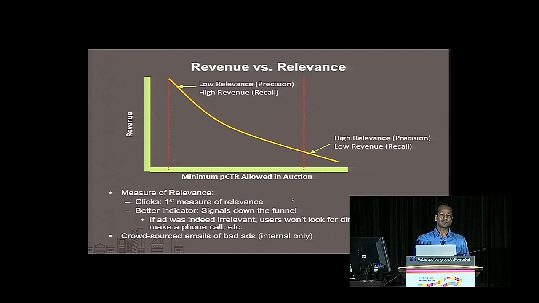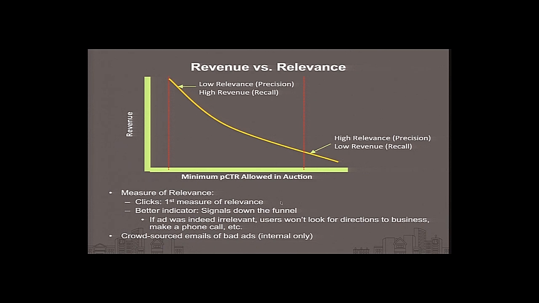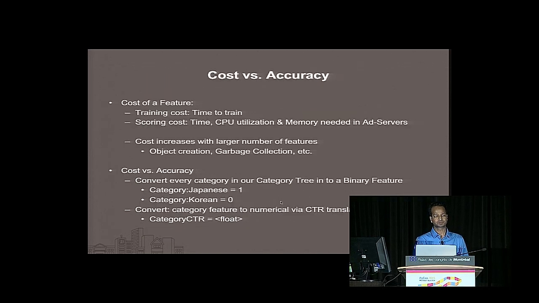Some of the measures of relevance that we have are clicks, but we also have and are experimenting with other signals, which are signals further down the funnel. As in, after you click the ad, did the user look up the directions to the business? Did the user make a phone call, etc.? Right? And we also have a crowdsourced list where people, when they see a bad ad, they email it to us, and then we go and dig deep into why did we show this ad on this query, and we should do something about it. Is there a particular feature which we can add in order to actually make sure that we would not have shown ads across that category pair?